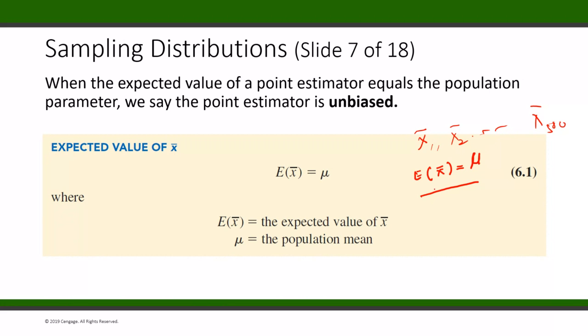So if the average of the averages equals the population mean, we call this an unbiased estimator.